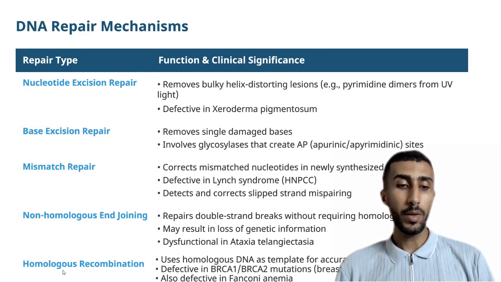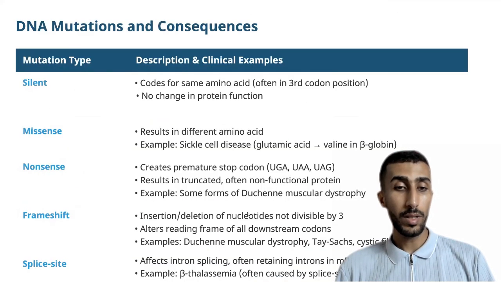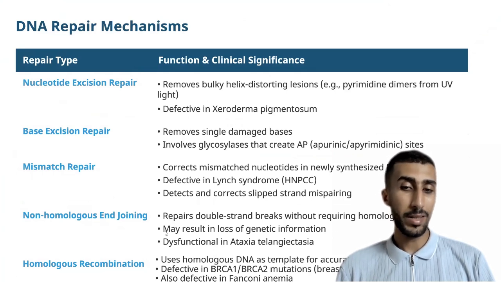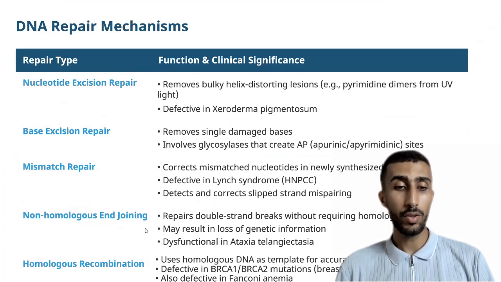Non-homologous end joining versus homologous recombination. Non-homologous end joining repairs double-stranded breaks without requiring homology and may result in loss of genetic information. This is defective in ataxia telangiectasia. We don't build upon another strand. It just repairs double-stranded breaks randomly, doesn't require homology, and may result in loss of genetic information, but it seals the break. Its main function is to seal the break. If we have a defect in non-homologous end joining, we are predisposed to ataxia telangiectasia.